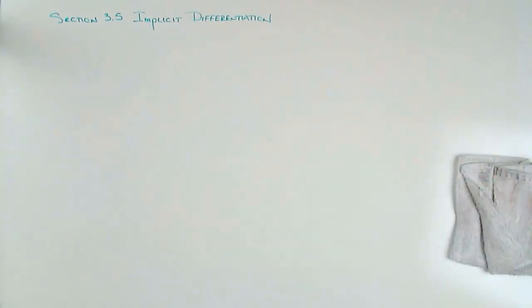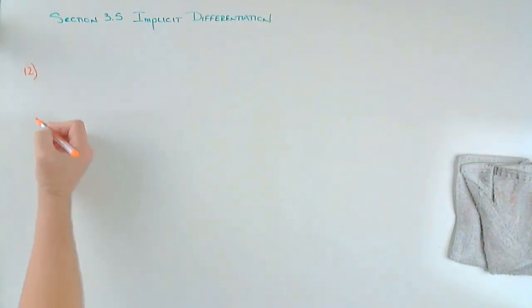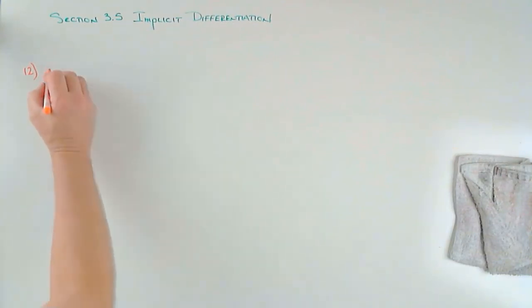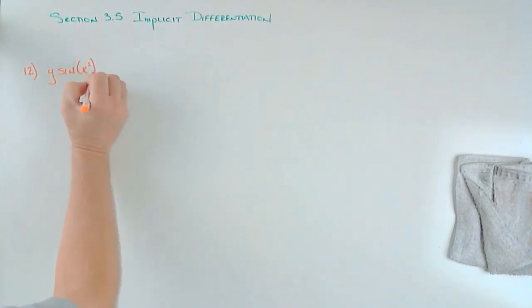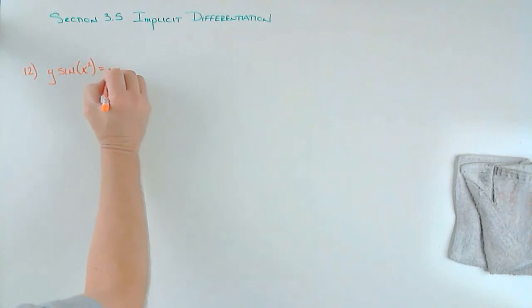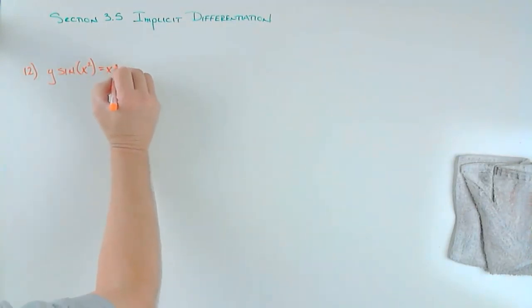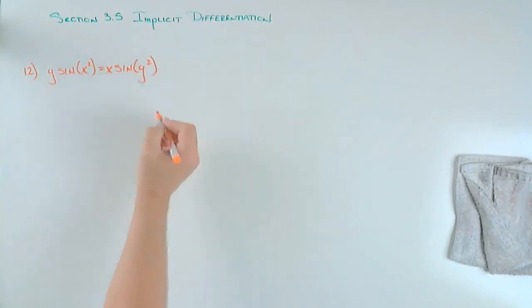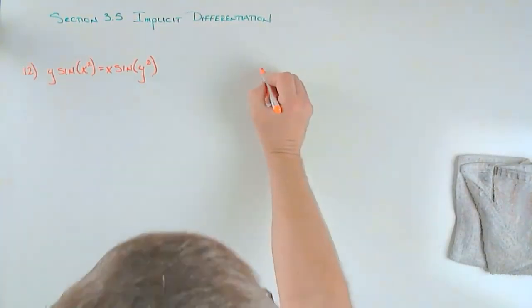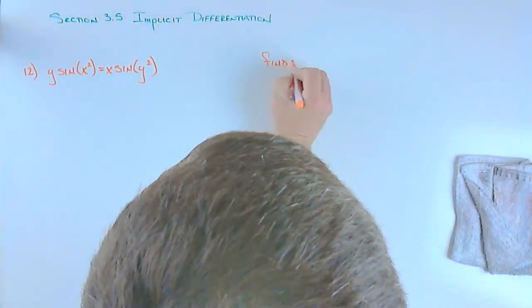Okay, so that was number 6. Let's take a look at something like number 12. Okay. Another very typical implicit differentiation problem. This one involves trig functions. So we are again asked to find dy dx. That's what the instructions ask us to do.